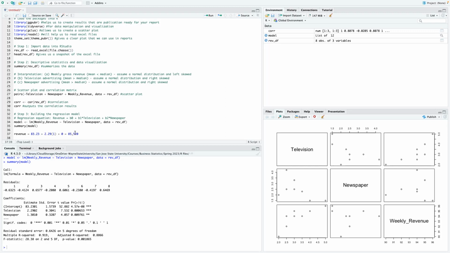The same thing goes for newspaper, right? There's going to be a positive increase because we have positive signs. These are positive signs here. It doesn't have a negative impact on our weekly revenue. So just to give you some sense of how to interpret the coefficients.